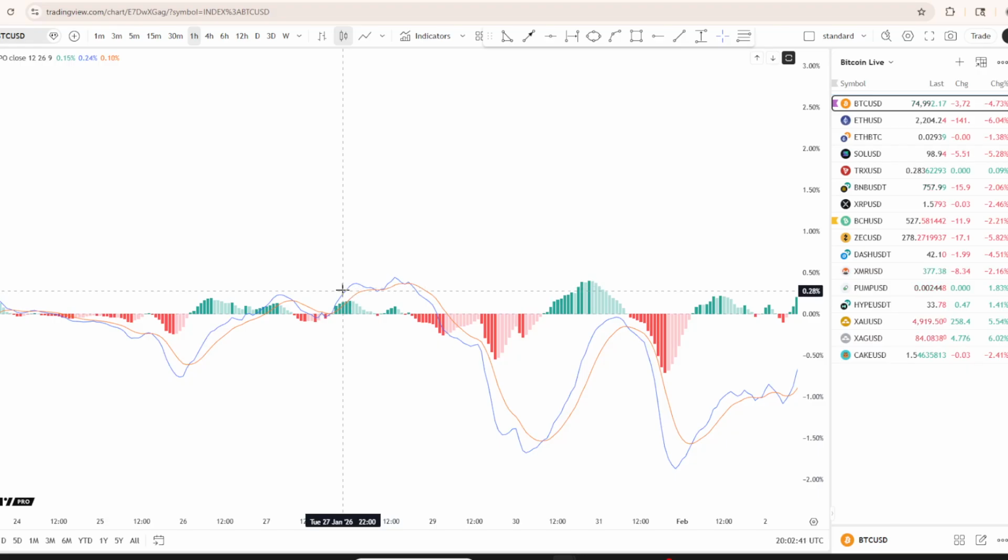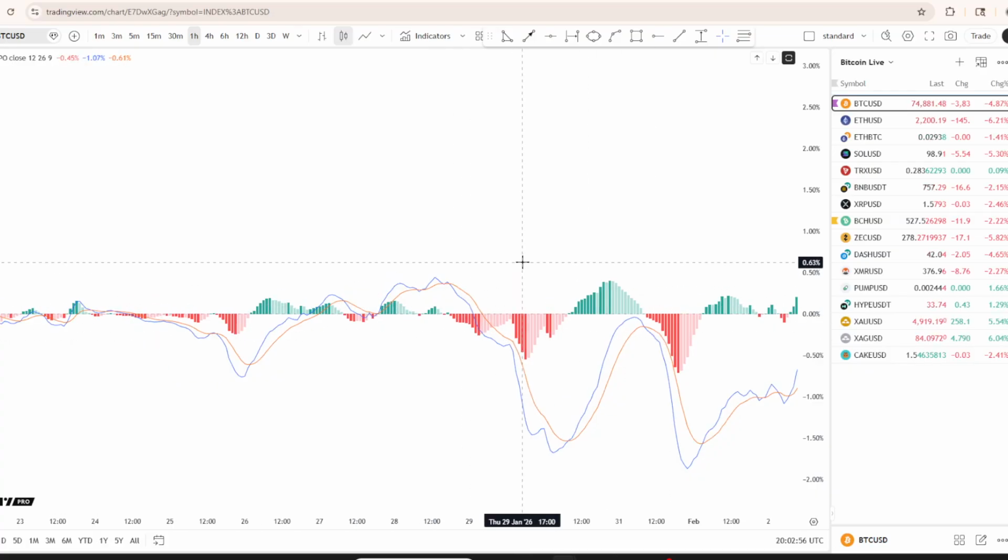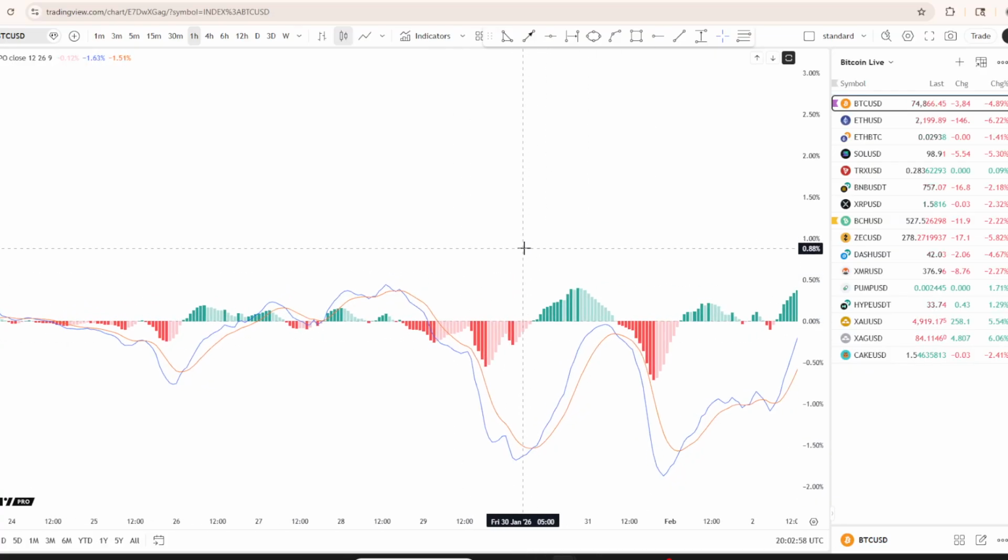So the blue line is the difference between the 12 and the 26 in a percentage term. The orange line is a signal line. It's a 9-period EMA of the blue line. And then you have the histogram, which is just a visual representation of the difference between the 12 and the 26. All right. This is the percentage price oscillator.